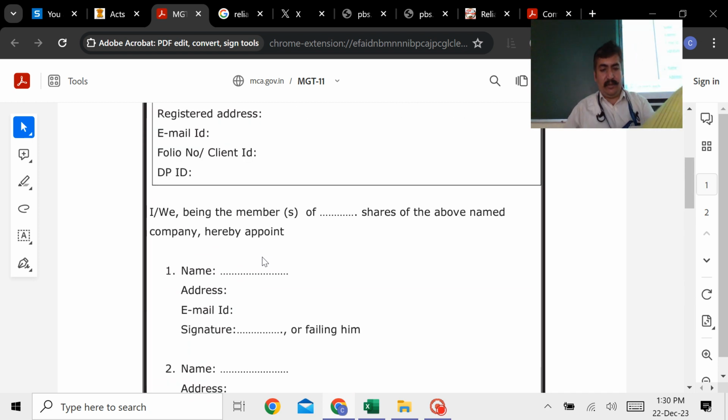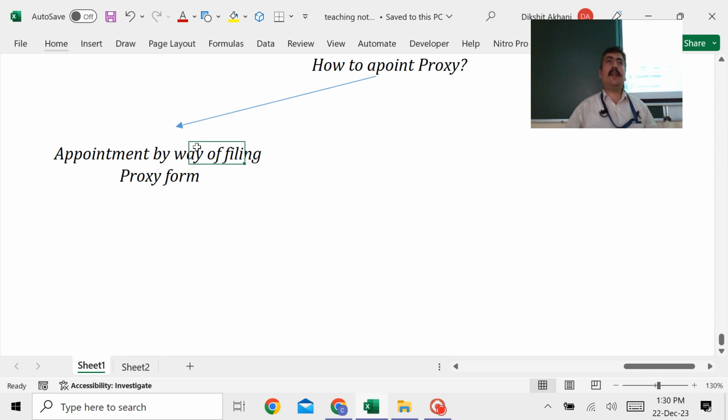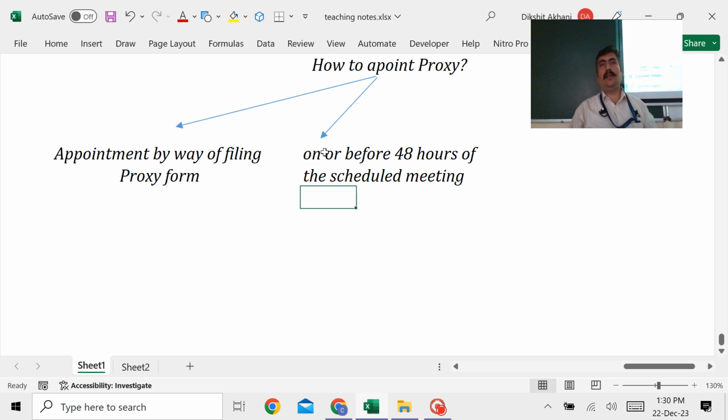So now my another question is validity of the proxy form. Anyone knows, guys, that proxy form needs to be deposited with the company so that company comes to know in prior that somebody else is coming on your behalf. So law has provided that proxy form member needs to deposit to the company on or before 48 hours of the scheduled meeting. Do you understand, guys? So how much time before you have to do it?